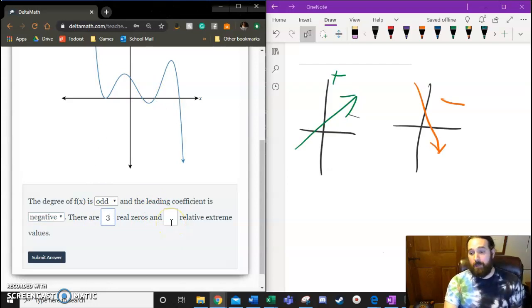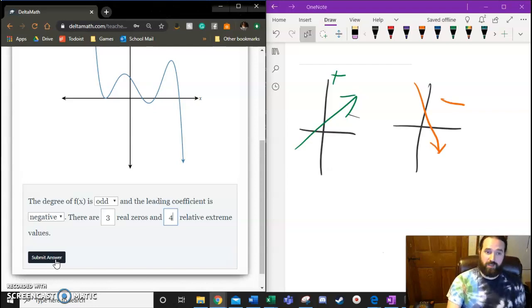And blank relative extreme values. Relative extremes are minimums and maximums. The minimums are the low points on the curves, the maximums are the high points. Relative extremes are both. So there is a minimum, a maximum, a second minimum, a second maximum. So that is 4 relative extreme values, 2 minimums, 2 maximums. The new things you're getting thrown at here are your relative extreme values, minimums and maximums.